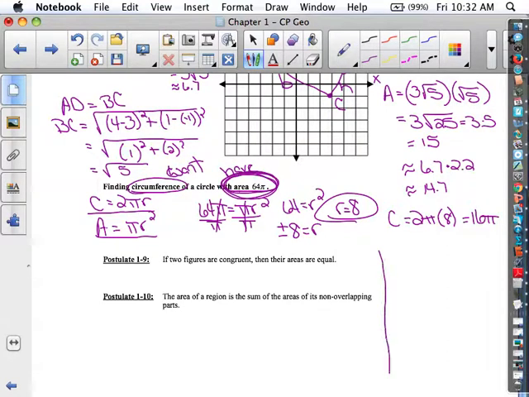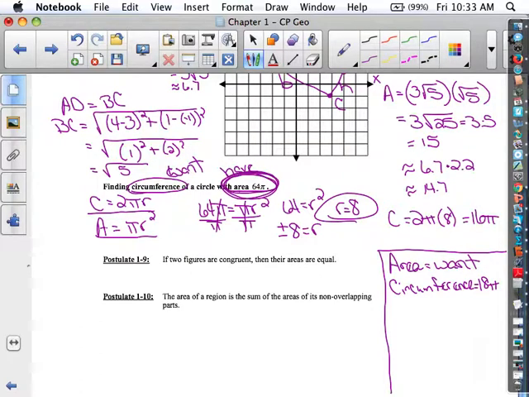Now, over here, I'm going to put that second problem that you have in your packet but isn't on my screen. And that is, now we are given the area, or we're asked to find the area. So that's what we want. We want to find the area. And we are given the circumference. And that circumference is 18 pi.